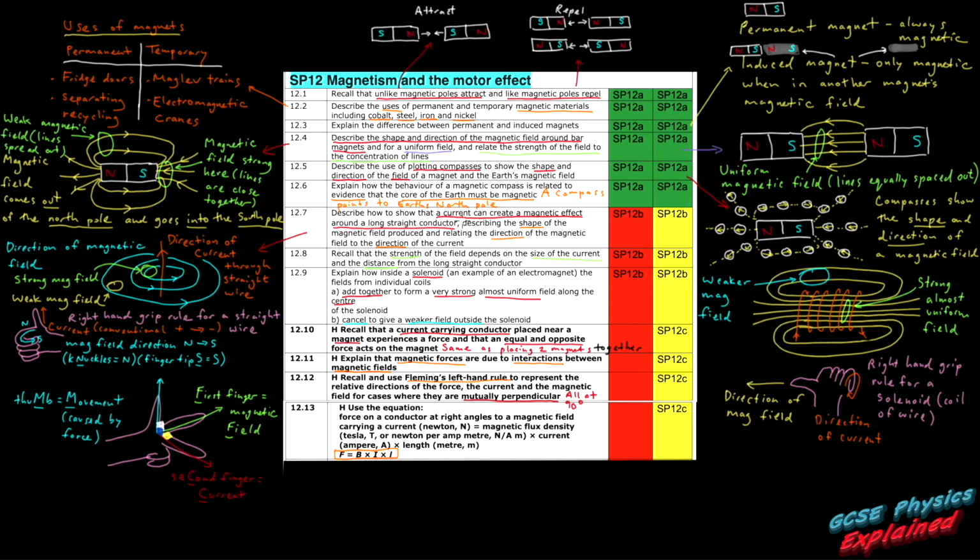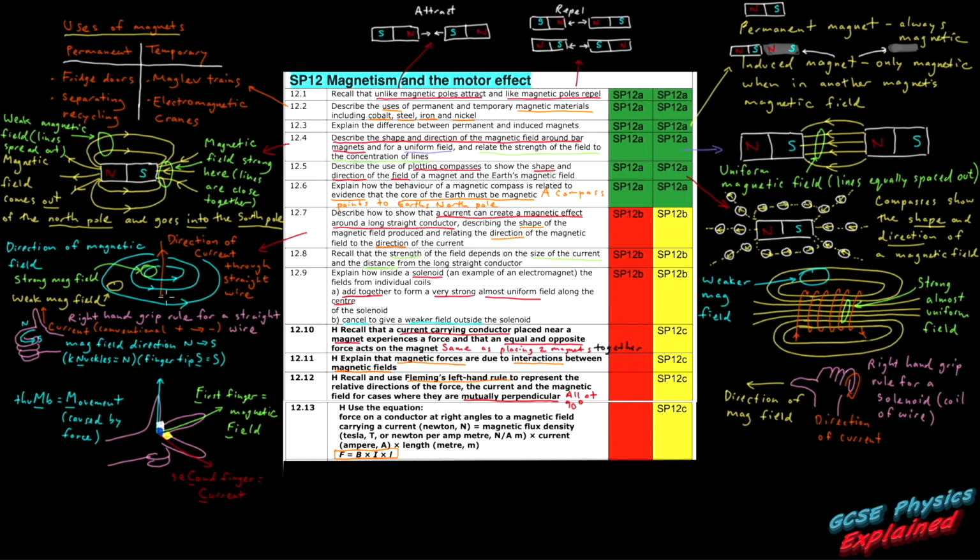Describe how to show that a current can create a magnetic effect around a long straight conductor, describing the shape of the magnetic field produced and relating the direction of the magnetic field to the direction of the current. So you want to use the right hand grip rule for a straight wire. Point your thumb up, point your fingers round like that. Your thumb shows which direction the current's going as it's going through the wire.